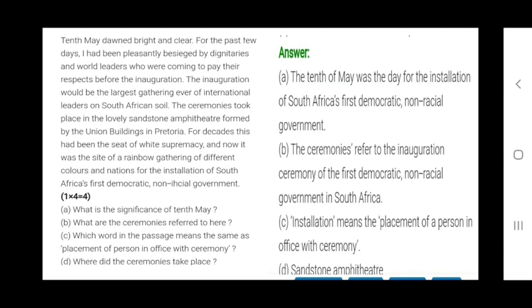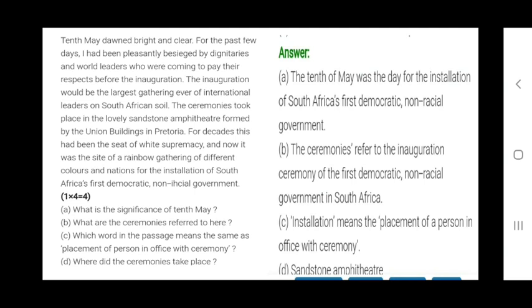So, B number, what are the ceremonies referred to here? The ceremonies refer to the inauguration ceremony of the first democratic non-racial government in South Africa. So what is that ceremony? It is the inauguration ceremony of the installation of the first democratic government. So you know what is the meaning of democracy? Democracy is the government of the people, by the people, for the people. So people elected their leaders.